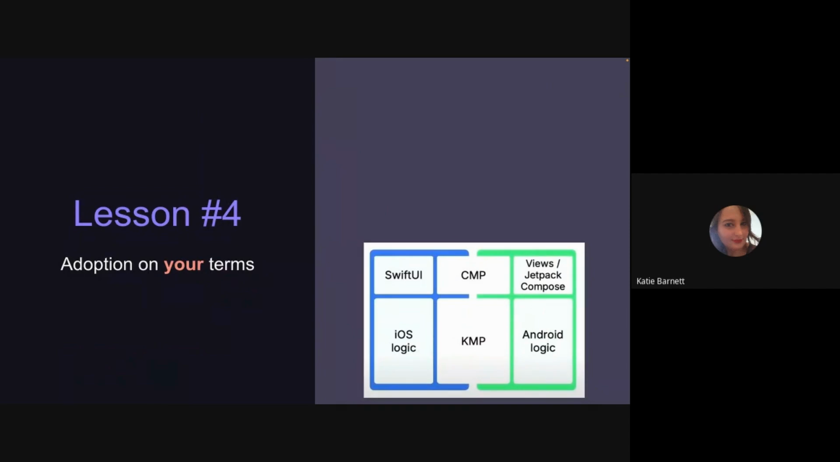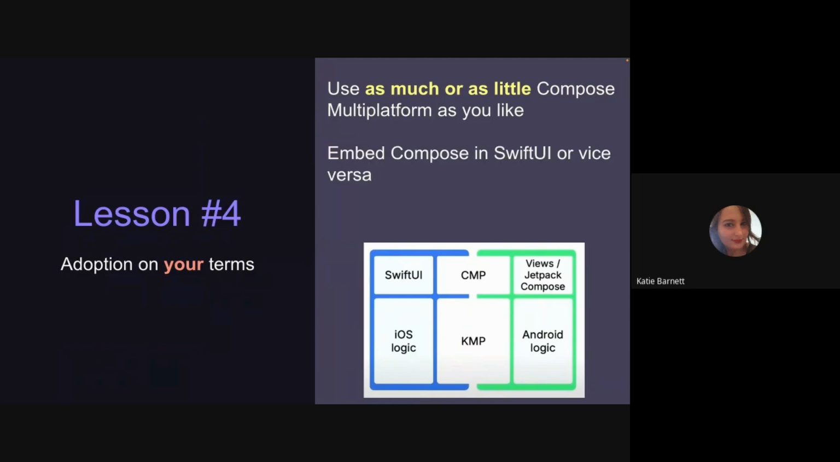You can decide which parts you want to be in multi-platform land and which parts you want to be in native land. You can use as much or as little Compose Multiplatform as you like. You could actually embed Compose in SwiftUI or SwiftUI in Compose as you want. It gets really confusing, but you can embed them all in each other. And it actually gives you full backwards compatibility to older versions of the operating systems, which is really powerful.